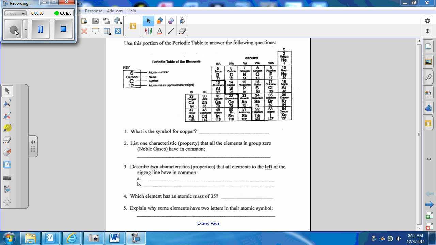Chemistry of matter test. Number 4, take 1052.